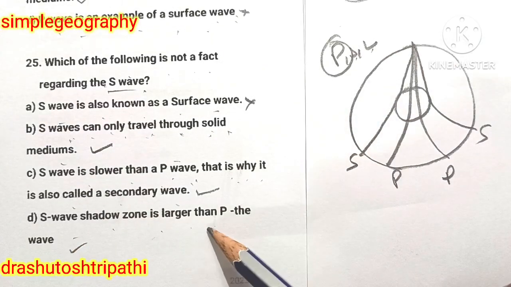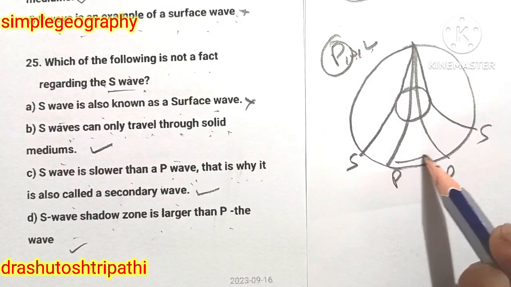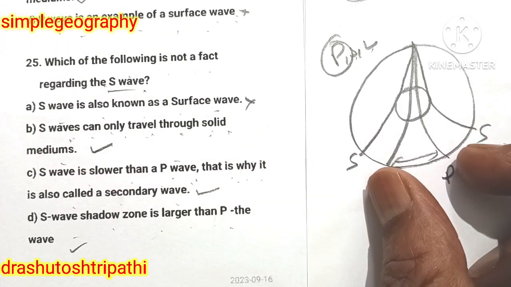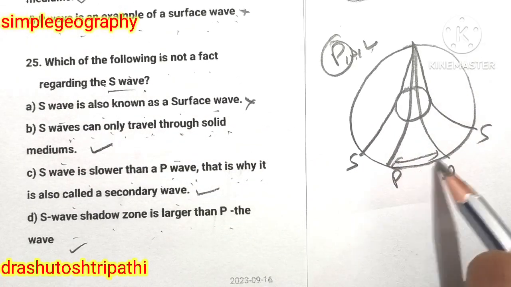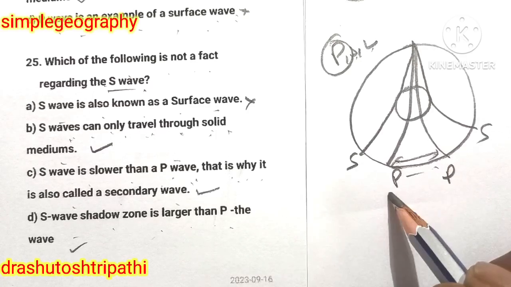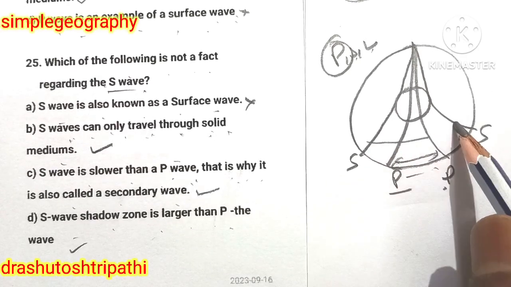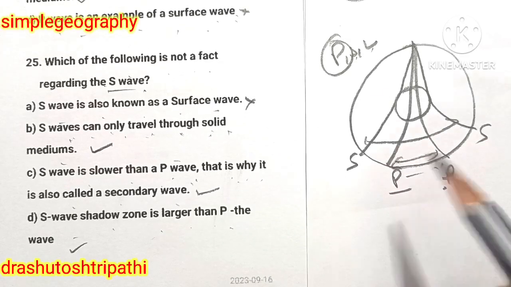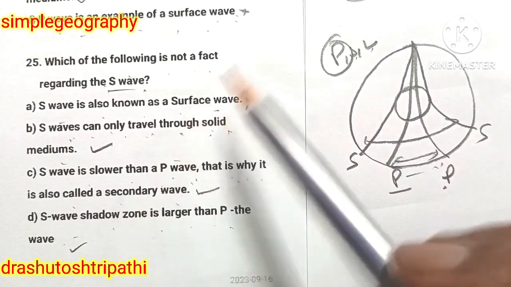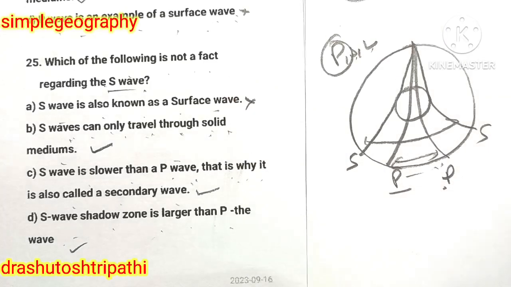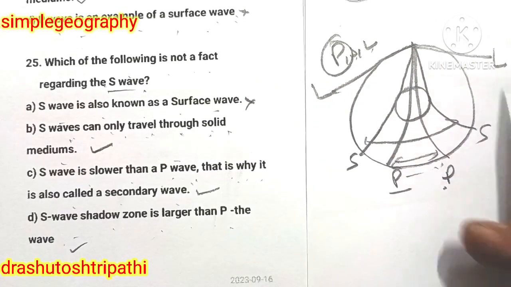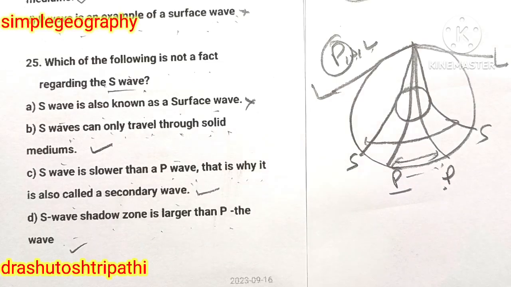S wave shadow zone is larger than, yes, if you see the shadow zone of the P wave, this is the zone between the two waves. It is known as the shadow zone. It is the shadow zone of the P wave. Like, if you see, this is the shadow zone of the S wave. It is larger as compared to the P wave. So the fourth one is also correct. It means only the first one is not correct, because surface wave is known as the longitudinal wave, not the secondary wave or S wave.